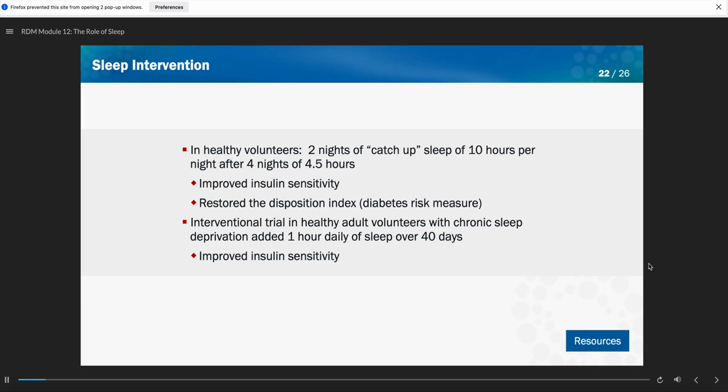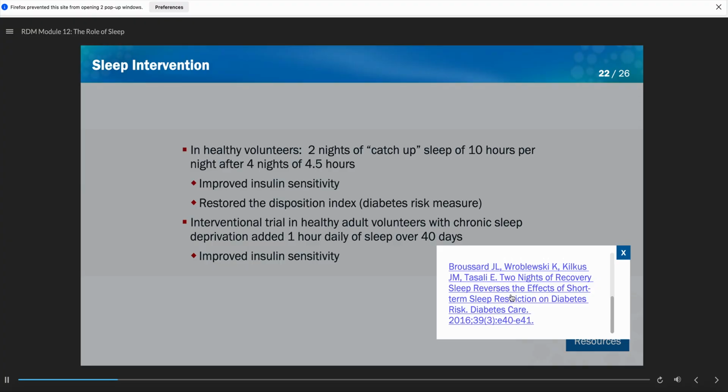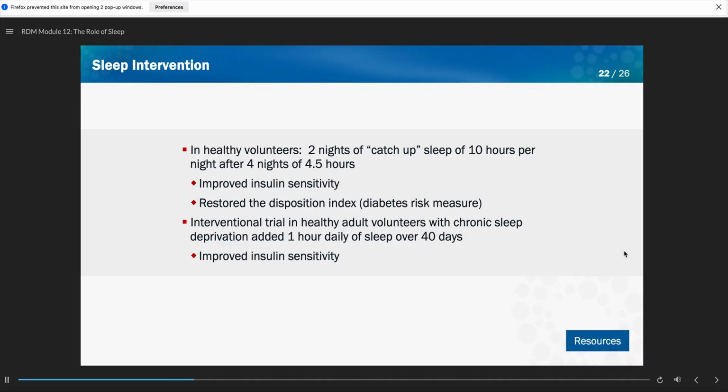In some other studies, in an interesting study looking at healthy volunteers with 2 nights of catch-up sleep up to 10 hours per night, after 4 nights of sleeping only 4.5 hours per night, they found, again, improved insulin sensitivity and a restoration of the disposition index, which is a diabetes risk measure that's often used in these sleep studies. And finally, in another interventional trial in healthy adult volunteers with chronic sleep deprivation, they added about 1 hour of sleep every day over 40 days, so from 6 to 7 hours. And they found, again, improved insulin sensitivity in that group.